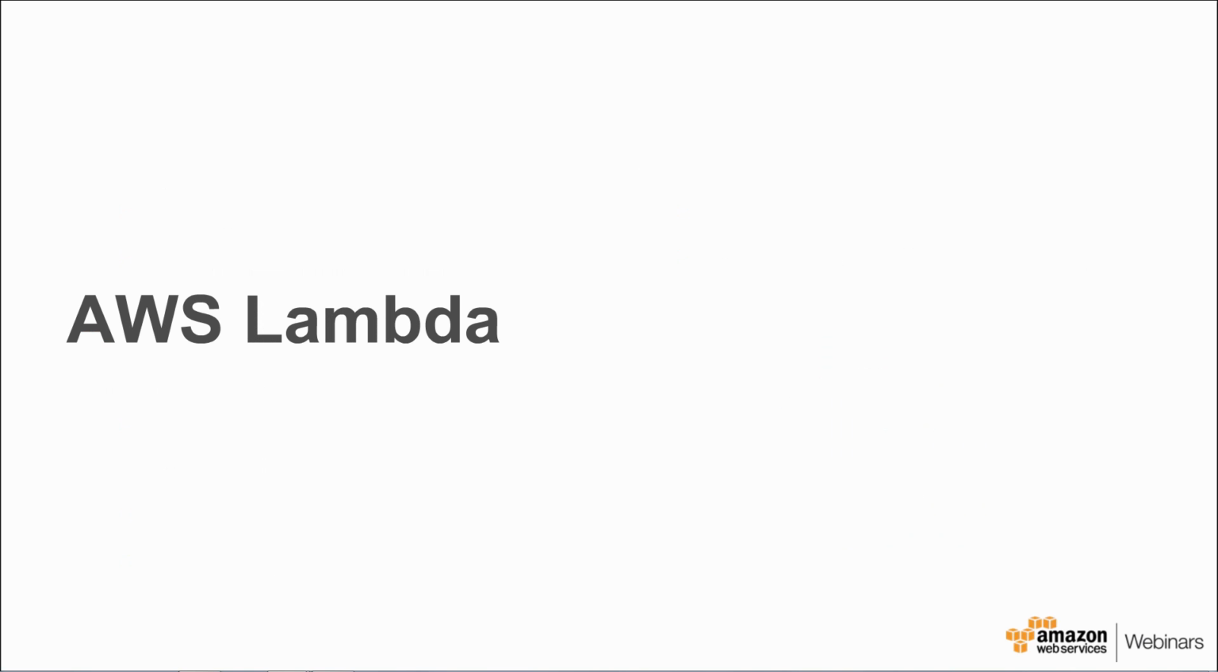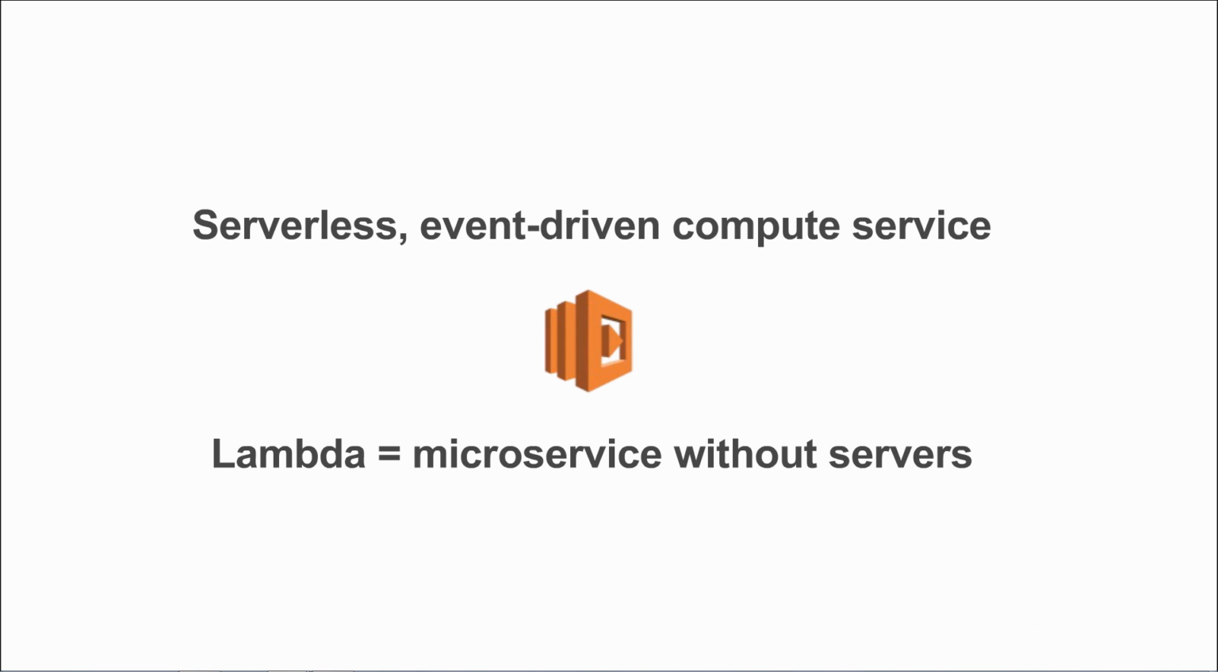So the service that's going to enable this type of model is obviously AWS Lambda. That's what we're here to talk about today. So you can think of AWS Lambda as a serverless event-driven compute service. And what I mean by event-driven is something I'll get into a little bit later if it's a phrase you're not familiar with. But you can more simply think of Lambda as a service to let you build microservices without servers.